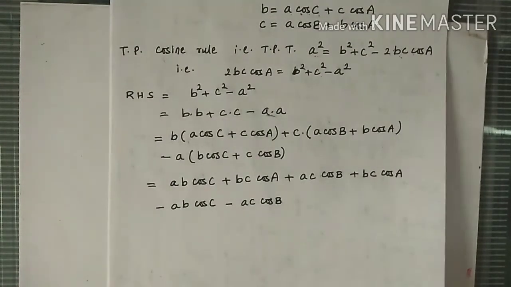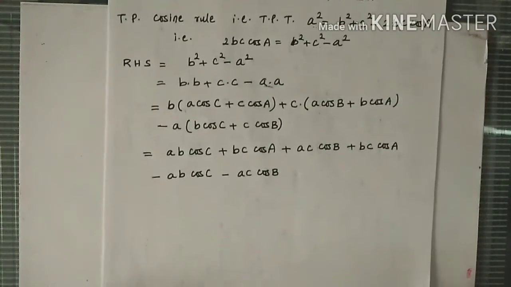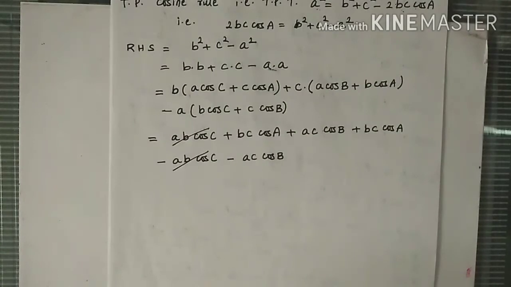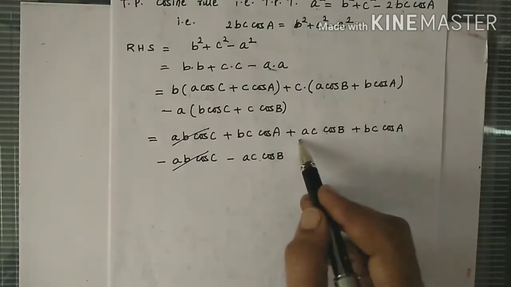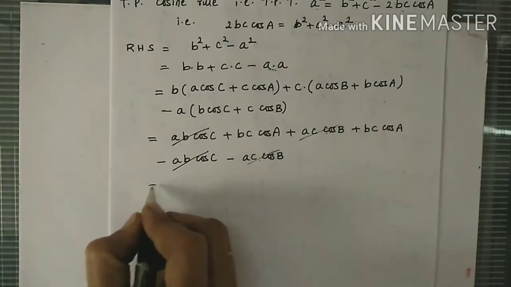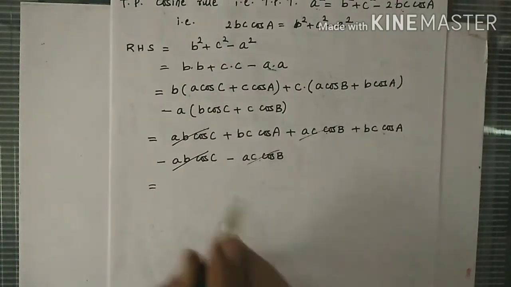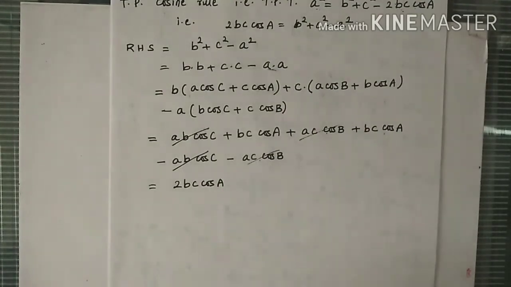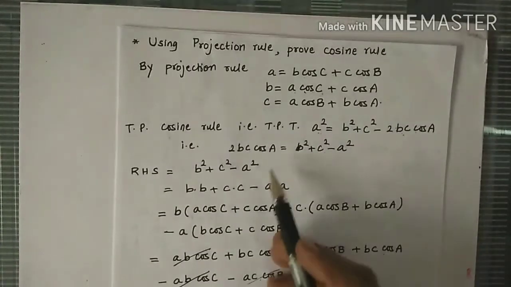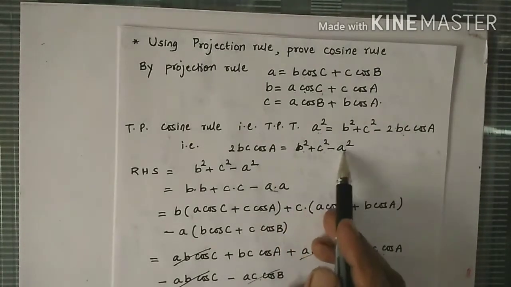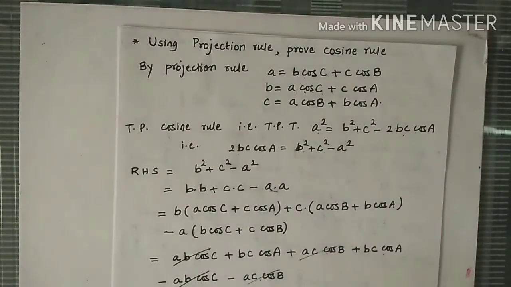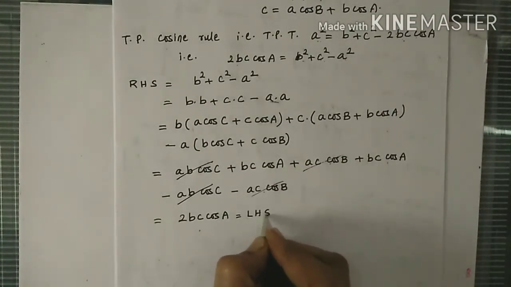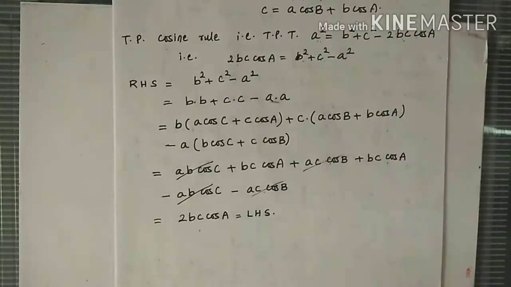You can see here that the first term is AB cos C, and in the second line we have minus AB cos C. So these two terms get cancelled. Similarly, AC cos B minus AC cos B also get cancelled, and we get BC cos A plus BC cos A, and that is 2BC cos of A. And that is the cosine rule. B square plus C square minus A square is 2BC cos A, and here we get 2BC cos A. That is equal to the left hand side. See, very simple proof. Using projection rule, we can prove cosine rule.